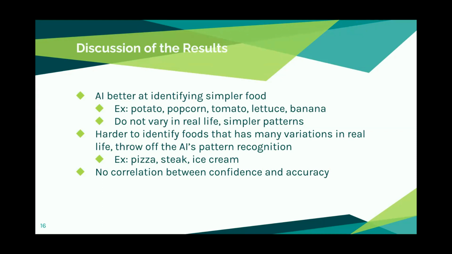Foods such as pizza or steak or ice cream, for example, may have been difficult to predict due to the plentiful myriad of ways that such items are prepared in real life. And such variance may throw off the AI's pattern recognition and is either a sign that the AI cannot sufficiently pick up on multiple patterns or that our food selection needs to be more precise and rigid. As shown by the graph depicting accuracy and confidence, I don't think there is a correlation between confidence and accuracy.